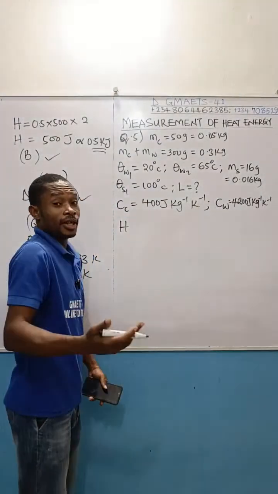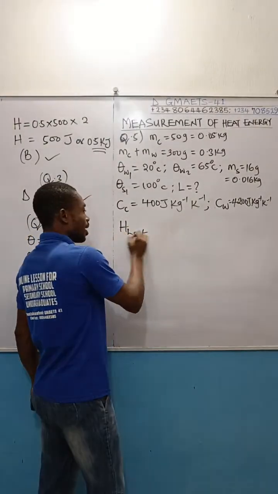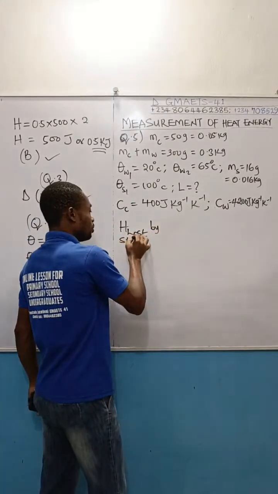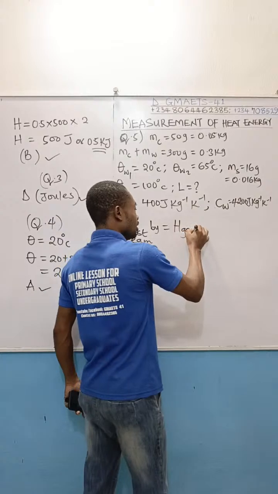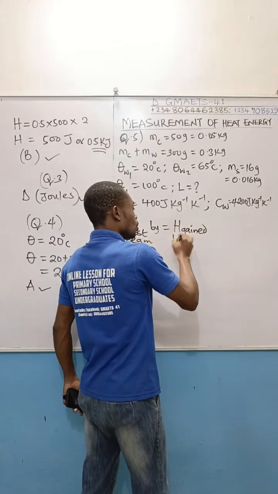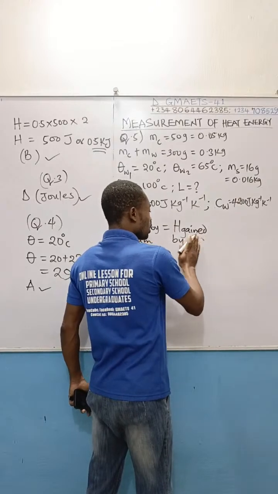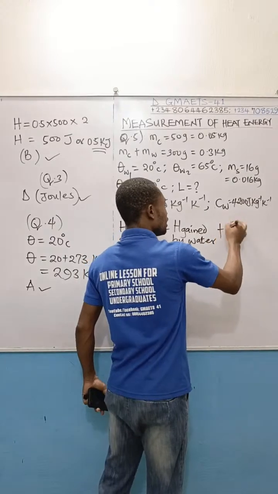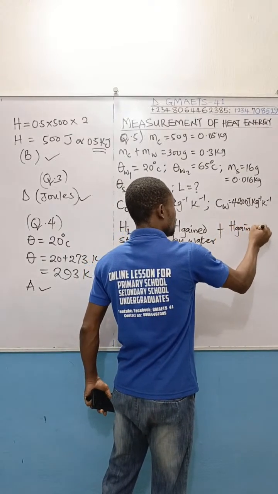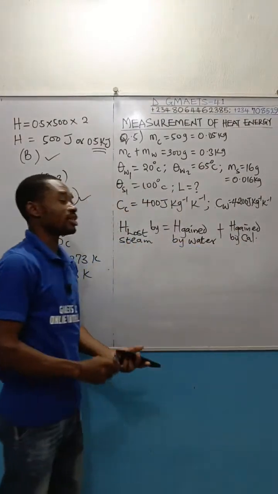Okay, the heat that is lost by steam will be equal to heat gained by water plus heat gained by calorimeter. Permit me to abbreviate calorimeter as cal.